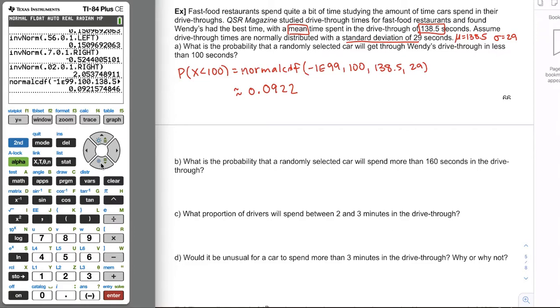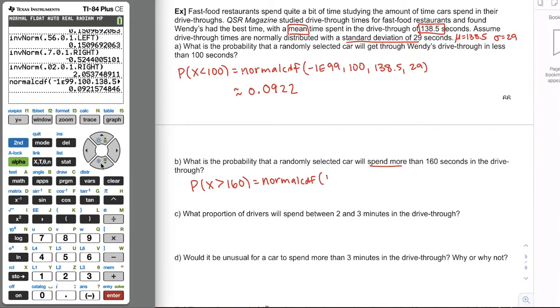B, what is the probability that a randomly selected car will spend more than 160 seconds in the drive-thru? So this is the probability that X is greater than 160. So this time we were given a lower bound. We still do a normal CDF.